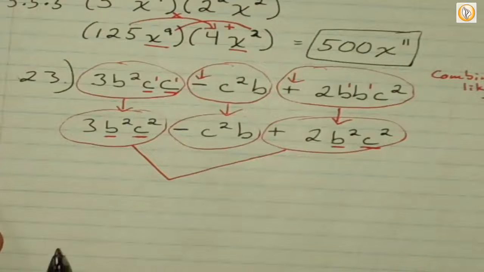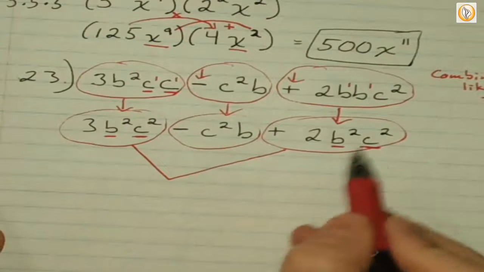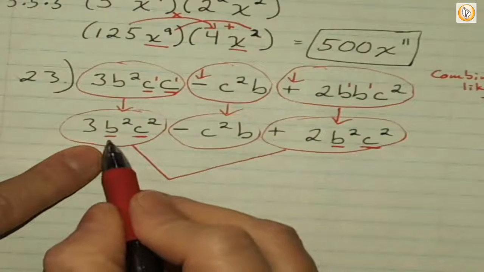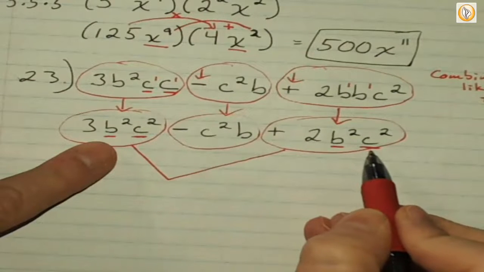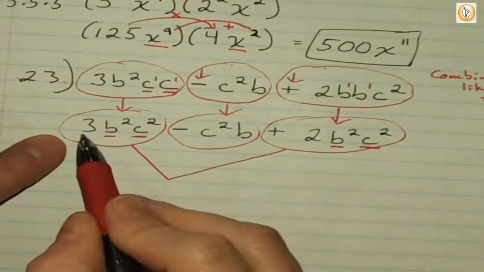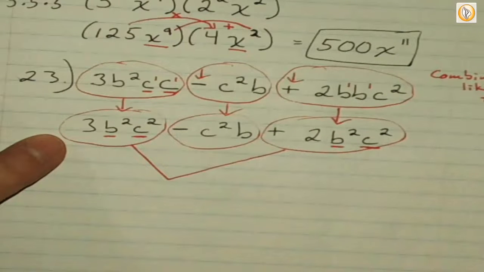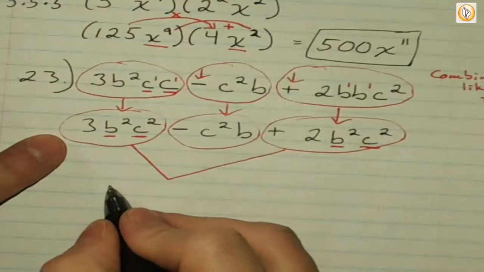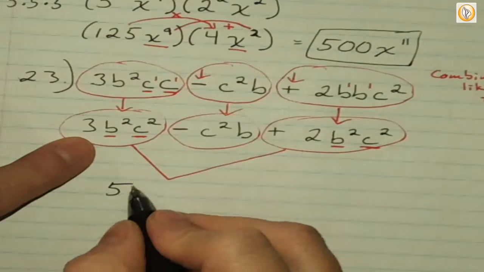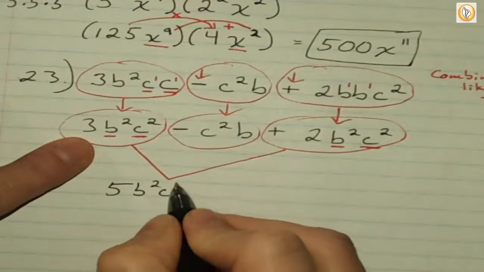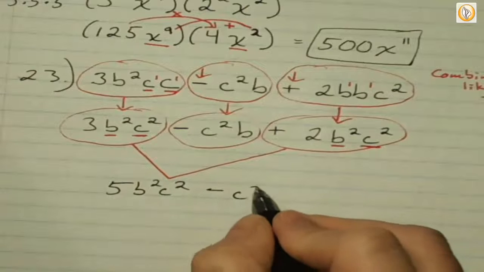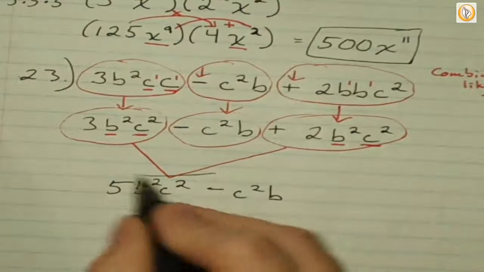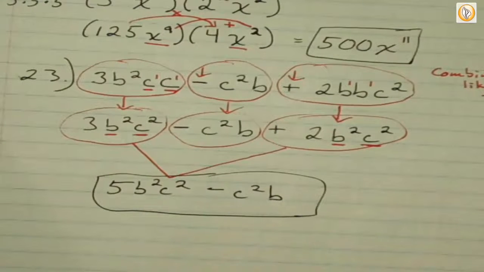I need y'all to know this. These two groups can be combined because they have the same variables. Do y'all see that? So 3 plus 2 is what, Taylor? 5. And then we just write b squared, c squared. And then we bring down that one, and there's our answer.